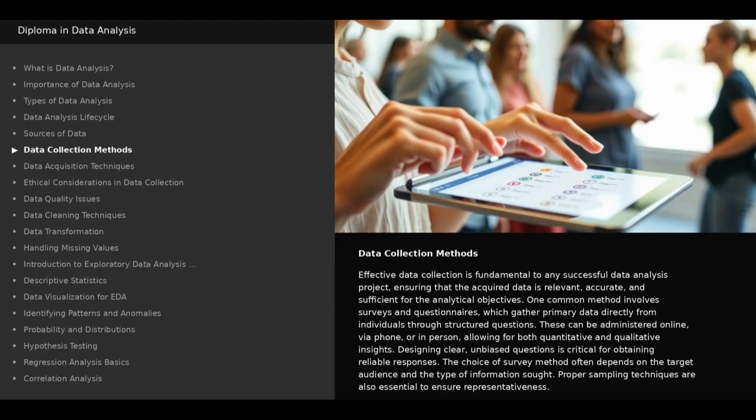Data collection methods. Effective data collection is fundamental to any successful data analysis project, ensuring that the acquired data is relevant, accurate, and sufficient for the analytical objectives. One common method involves surveys and questionnaires, which gather primary data directly from individuals through structured questions. These can be administered online, via phone, or in person, allowing for both quantitative and qualitative insights.